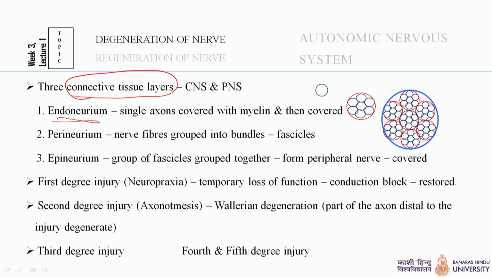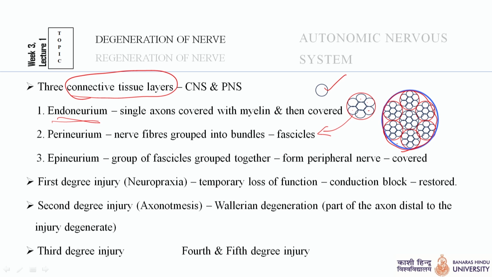The next is the perineurium, where the nerve fibers are grouped together into fascicles. So here you can see in the image. And then the third one is epineurium. The group of fascicles are grouped together and covered by a connective tissue layer, and this connective tissue layer is called epineurium. This is the outermost covering of the nerve fiber.